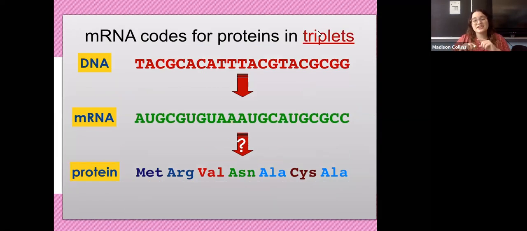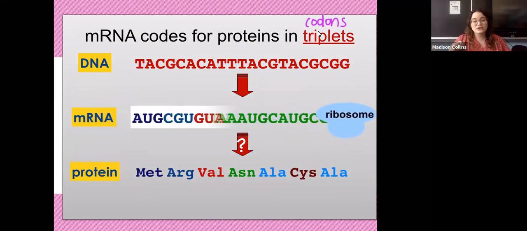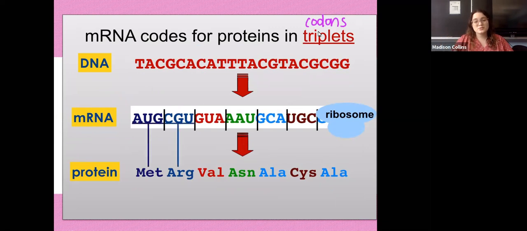Well, we need to know that mRNA codes for proteins in triplets, and those triplets are called codons, right? So when that ribosome reads the mRNA sequence, it's actually reading it in chunks of 3. It's going to read it according to those codons. And so what ends up happening is each of those codons, each of those series of 3 bases, is going to correspond to 1 unique amino acid.